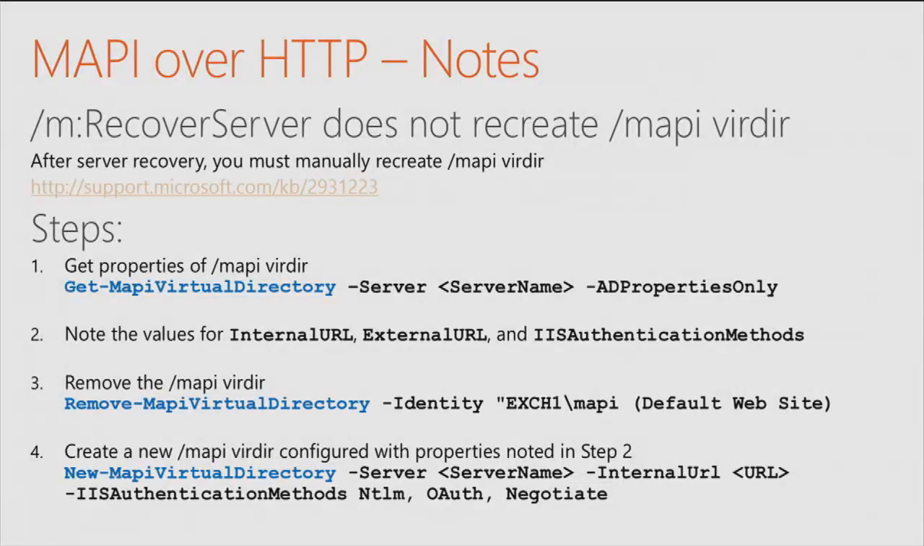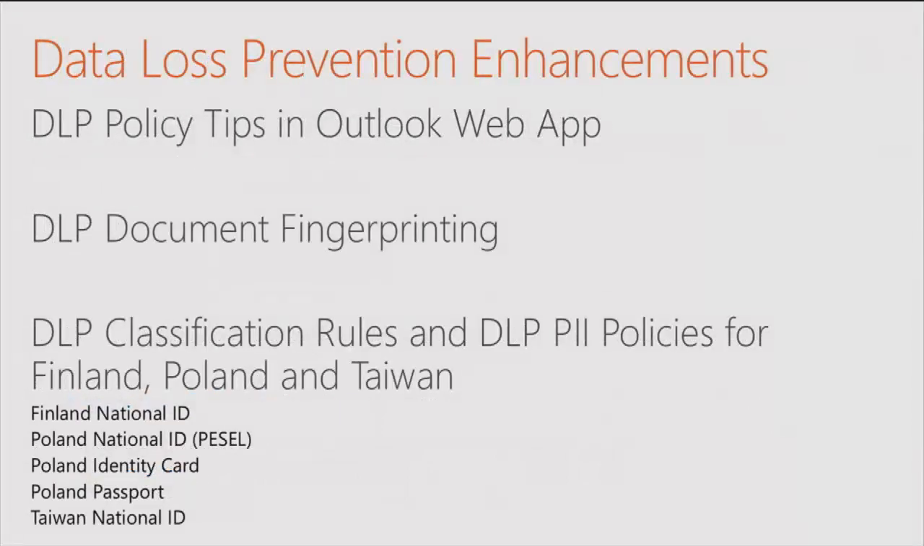All right. Data loss prevention enhancements. Okay, I mentioned the 3 of them: the DLP policy tips in Outlook Web App, the document fingerprinting, and the document classification rules and PII policies that we introduced for Finland, Poland, and Taiwan. For those 3 countries, we get their national IDs, and then for Poland, you can see we also do the identity card and Polish passports as well.